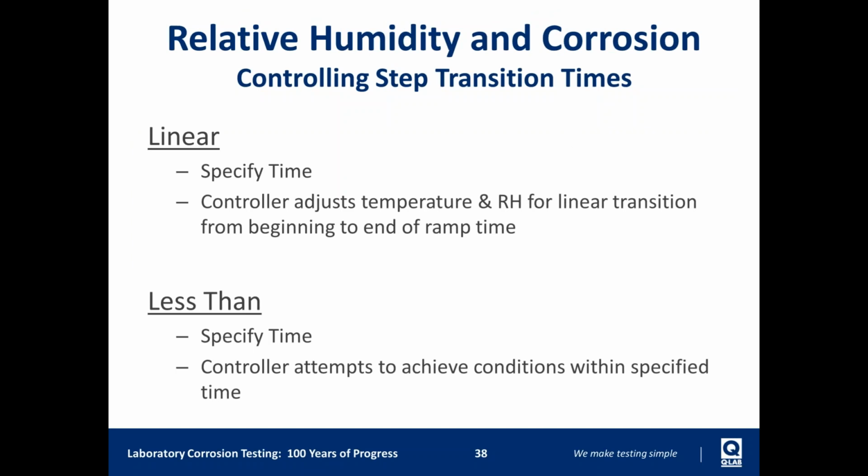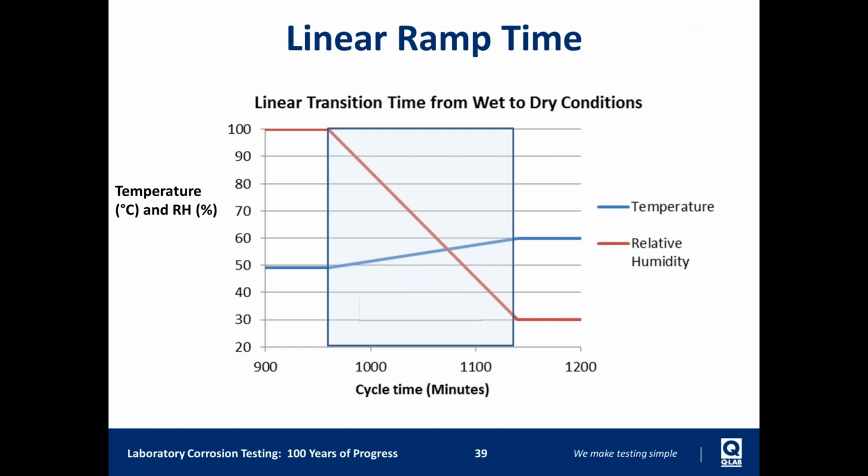So what they've decided to do is, there's two options here. You can do a linear transition, and the idea of that is that you're controlling temperature and relative humidity at every step, and you set how much time it's going to take to go between, say, a humid condition to a dry condition. Or you can use a ramp method, kind of like the JASO M609 test, where the idea is to get there as quickly as possible and try and minimize the amount of time that it's in that transition region. So here's just kind of a visual representation of what this looks like.